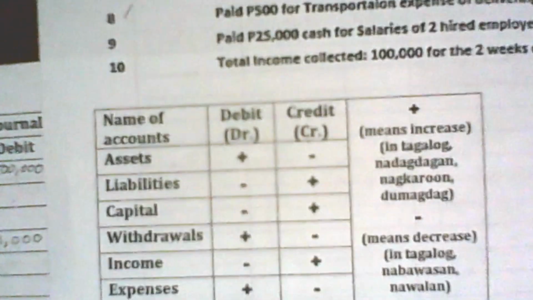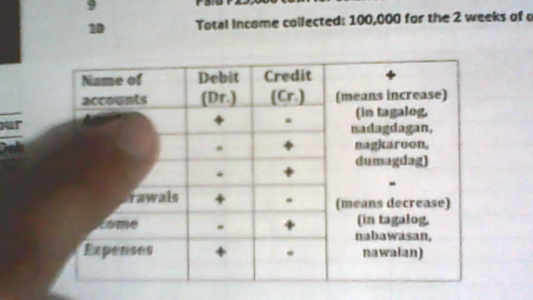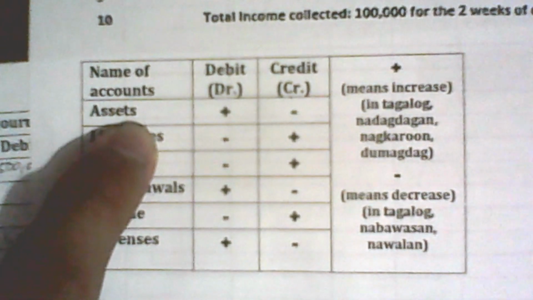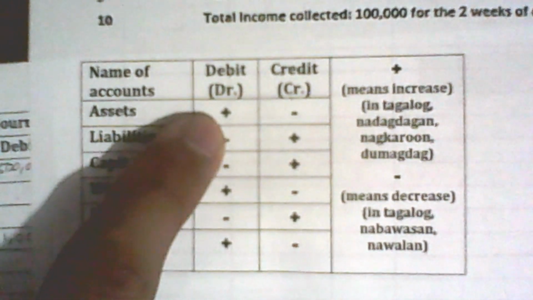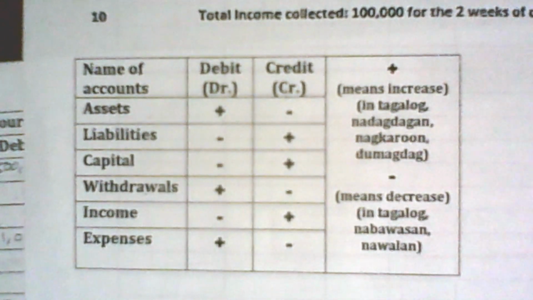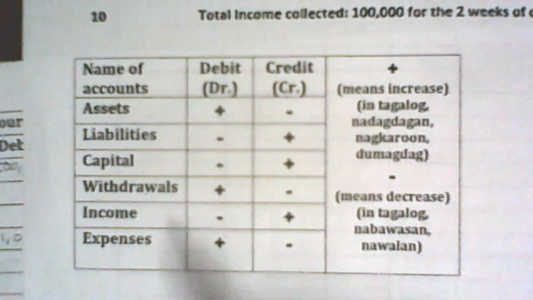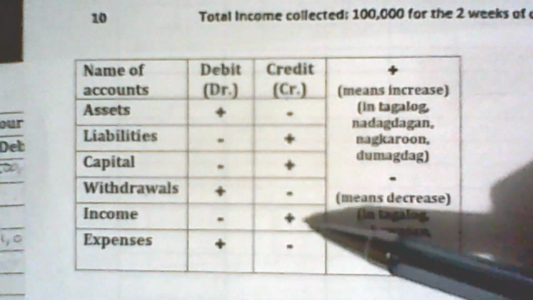Okay, the normal balance of an account depends upon the rules of debit and credit. For example, if the account belongs to asset, the normal balance must be at the debit side, because that is the side where that account increases. In Tagalog, kung saan nagkakaroon or nagdadagdag ang isang account na yan, doon mo siya ilagay ang normal balance or yung huling balance ng account na yan. In English, where that account increases, that is the normal balance of that account.